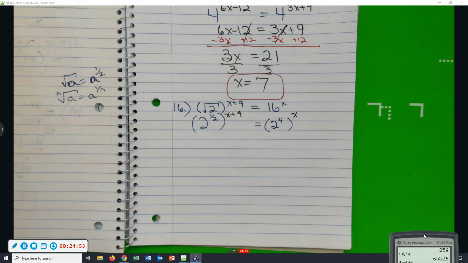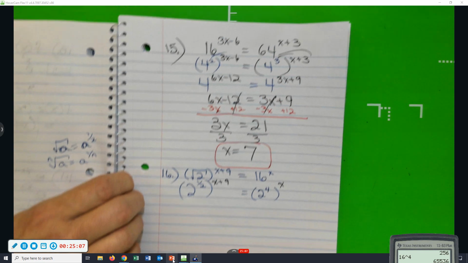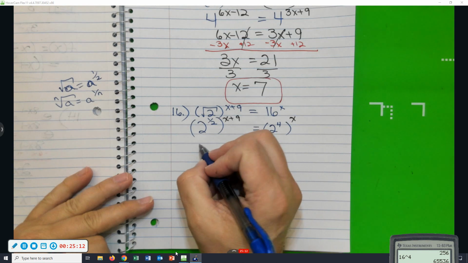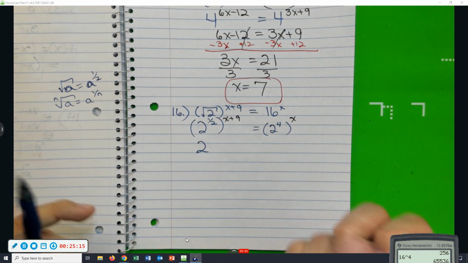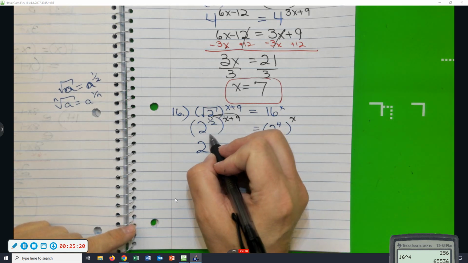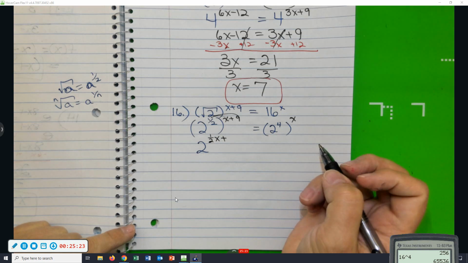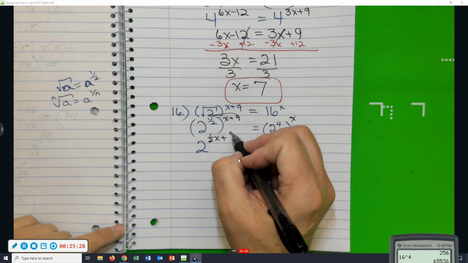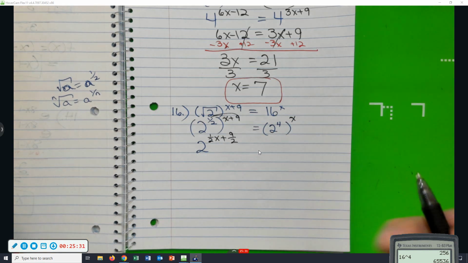And then what am I going to do? Now that we know that 2 is the common base that we're looking for, what will we do next? Multiply. Basically, you're doing exactly what you did right here, getting rid of the parentheses by distributing. 1/2 times x plus 9 is 1/2 x plus 9 over 2. Would you just do 4.5? I'd write it as 9 over 2. 1/2 times 9 is 9 over 2.